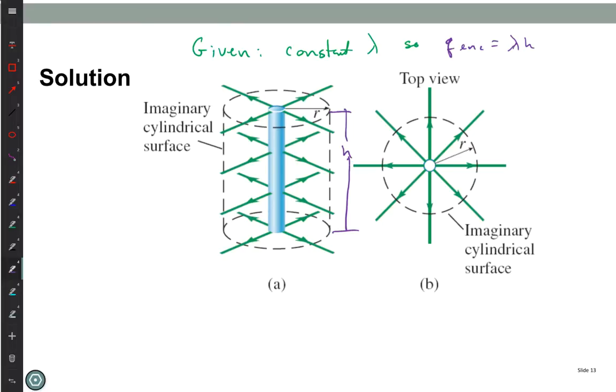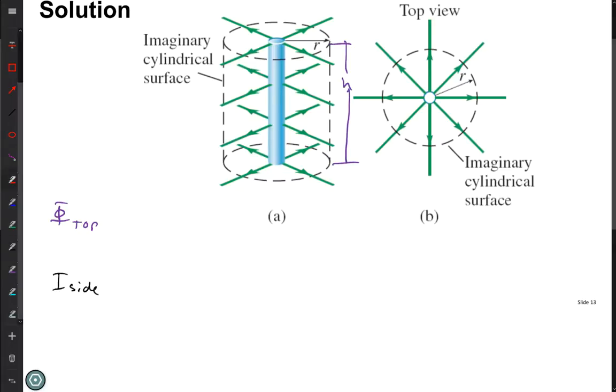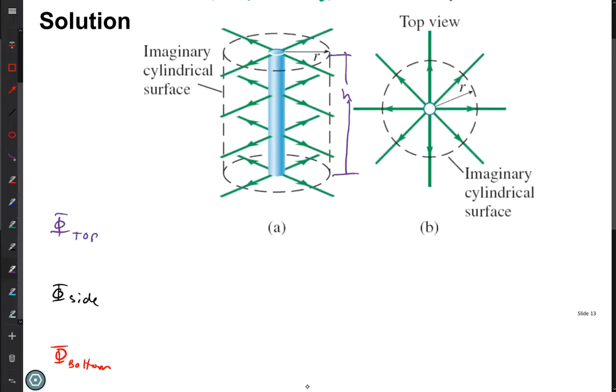Now we have to calculate the flux on each surface. How many surfaces do I have on this cylinder? 3. I started showing 2 fingers. 3. So I'm going to calculate the flux on the top, the flux on the side, and the flux on the bottom. So let's start with the top.